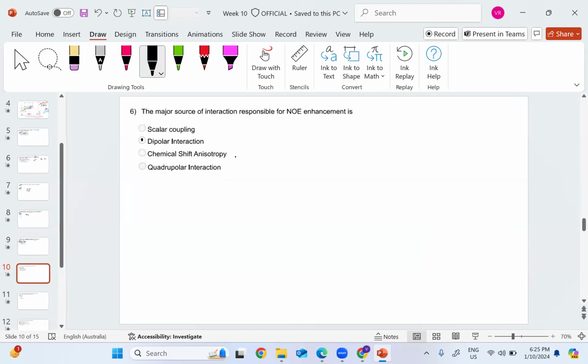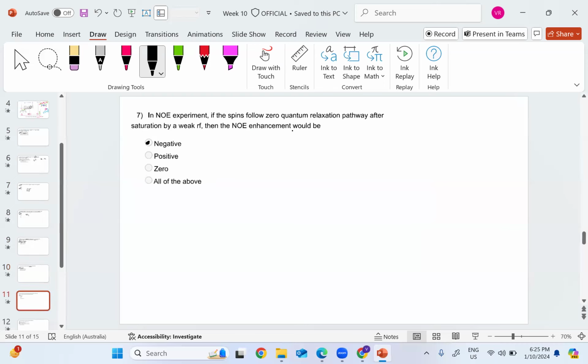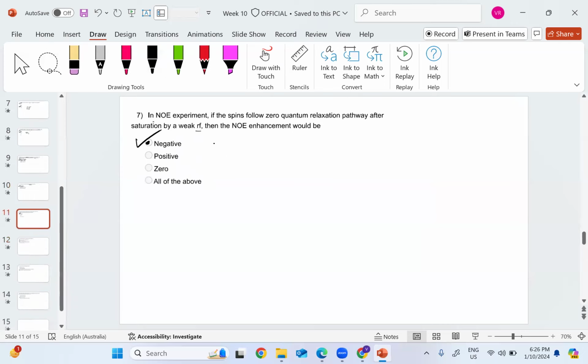For the next question, the major source of interaction responsible for the NOE enhancement is the dipolar interaction. Dipolar interaction is the major source responsible for the NOE. In another question given in the NOE experiment, if the spin follows the zero quantum relaxation pathway after saturation by a weak RF, then the NOE enhancement would be a negative value.